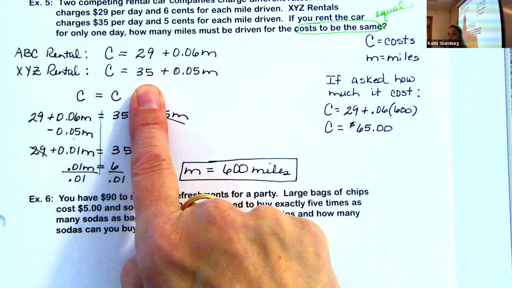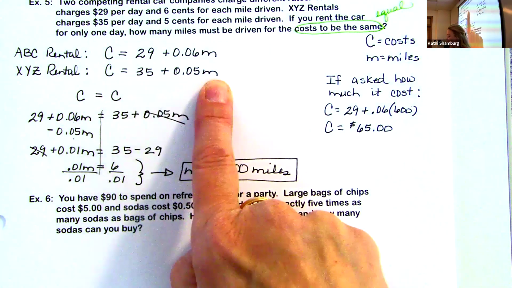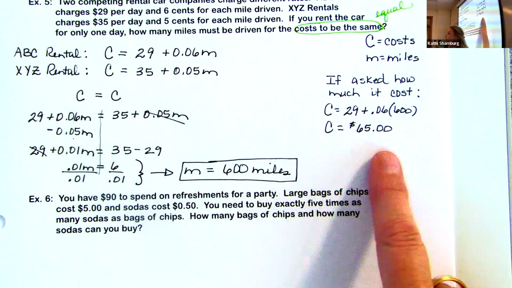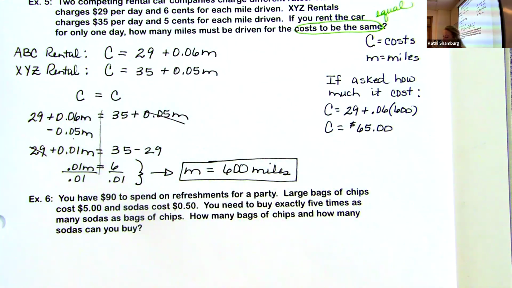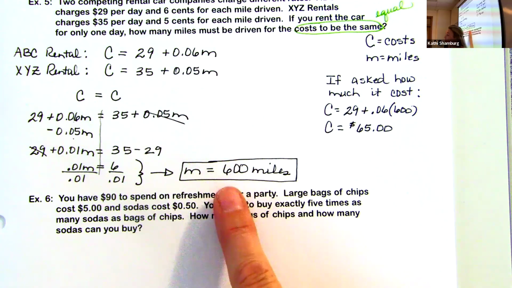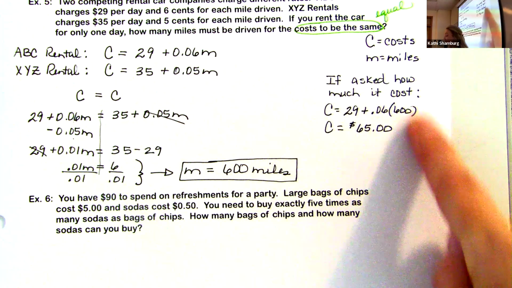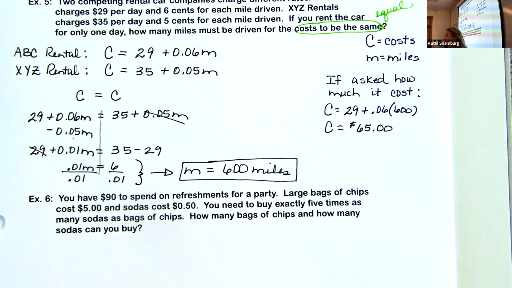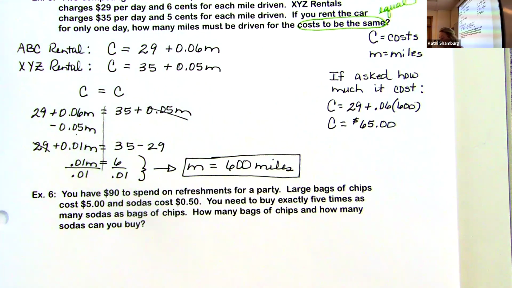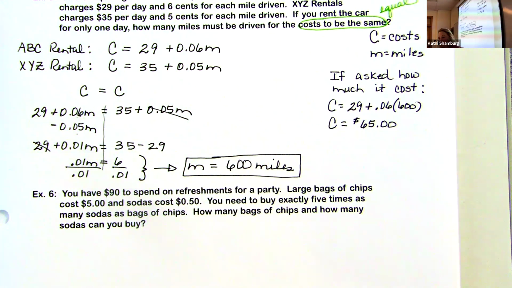Then if you went to your calculator and did 35 plus 5 cents times 600, you're going to get 65 as well. So again, this question only asks for this. So if that were on the test, you could stop, but you might be asked that also. So I want to be sure and look at that. Okay.